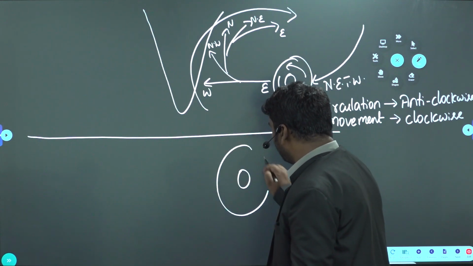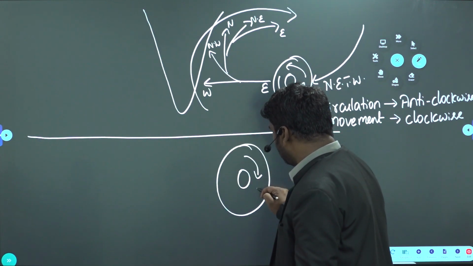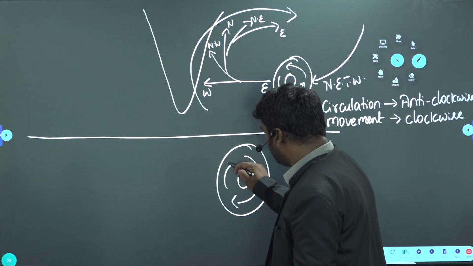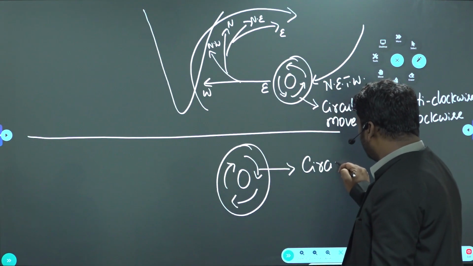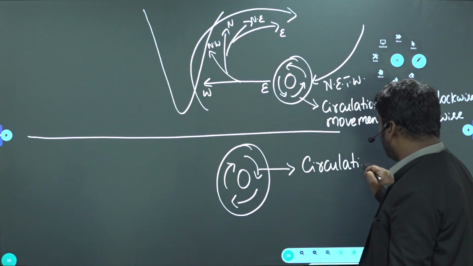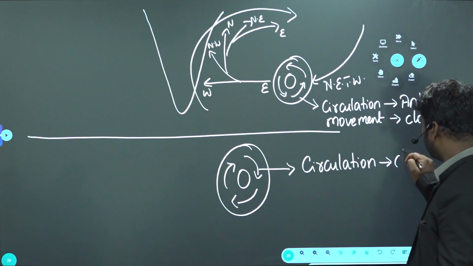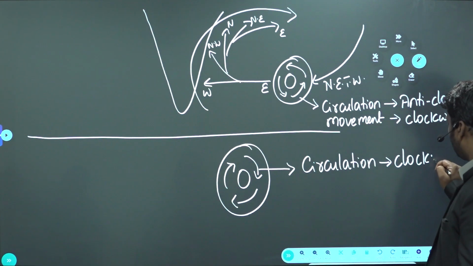If you take the southern hemisphere, what is the circulation? Circulation is clockwise.